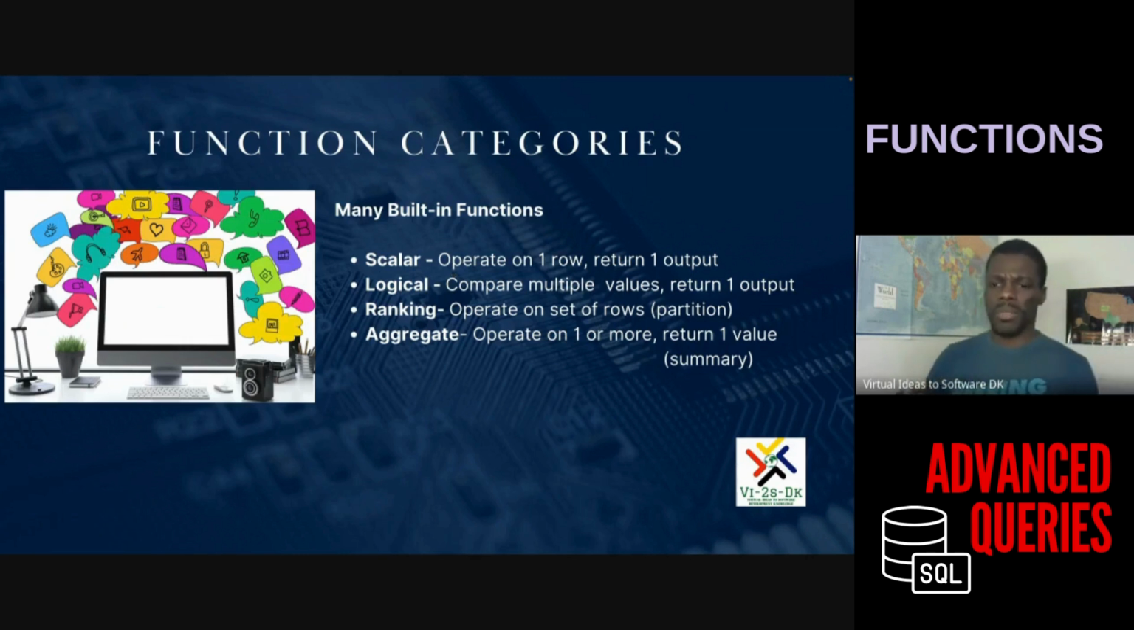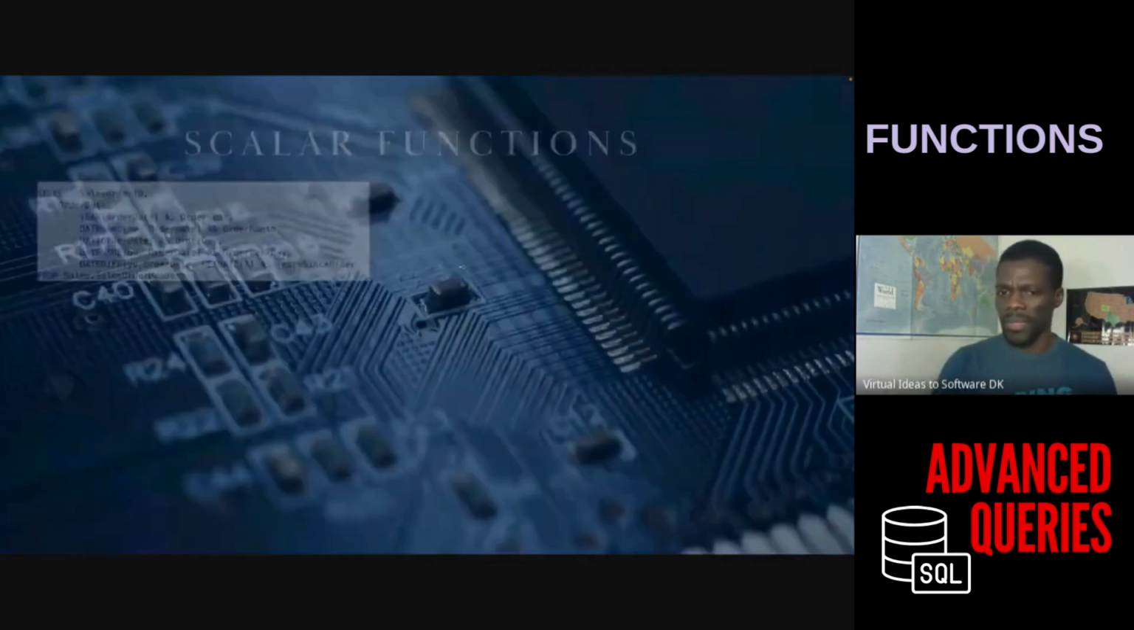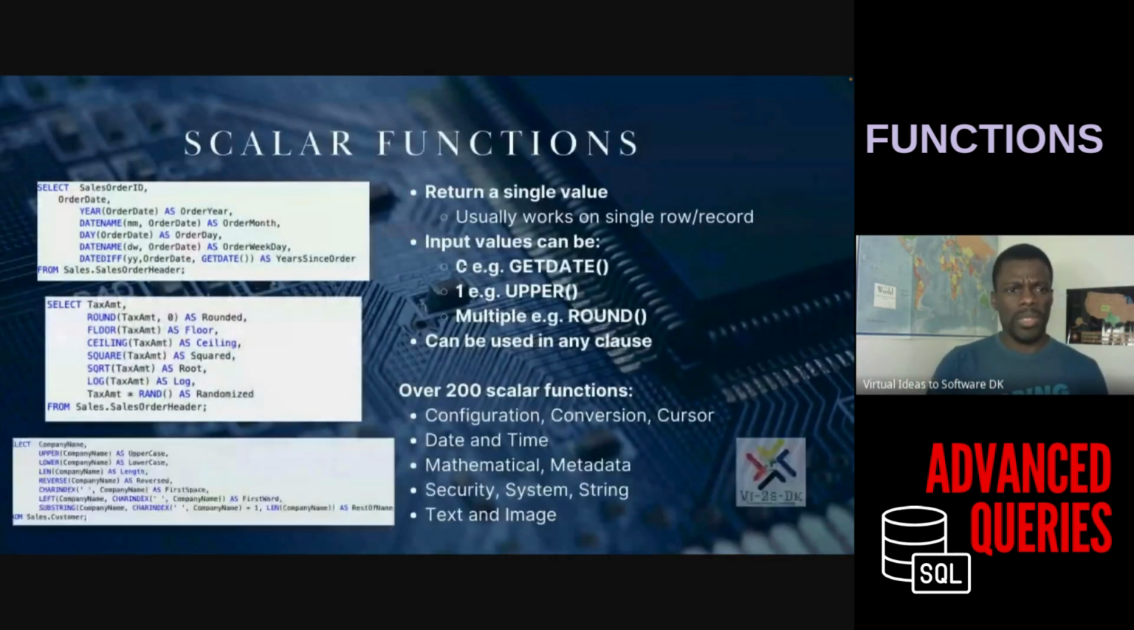We also have logical functions, which compare multiple values and return an output based on the value that has been checked. Ranking, again, is going to operate on a set of rows, creates a kind of partition or a group. So we'll look at that in detail. But finally, aggregate functions operate on one or more values, but will return just a summary, single value. All right. That said, let's look in depth at scalar functions.